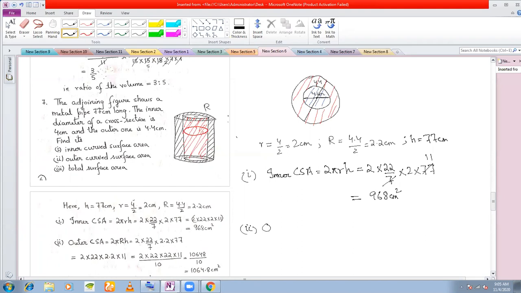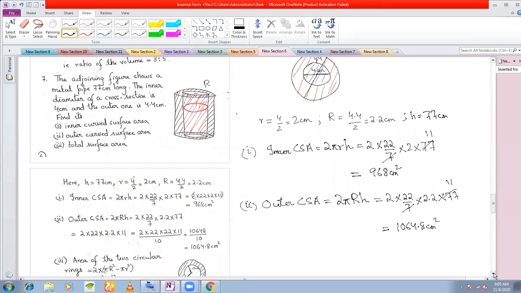Next question is to find the outer curved surface area. Outer curved surface area will be 2 pi capital R h, because we are talking about the outer cylinder. Again, put the values and multiply to get the outer curved surface area as 1064.8 centimeter square.